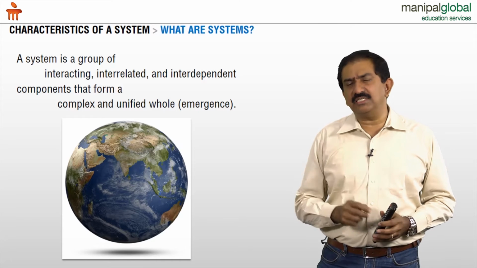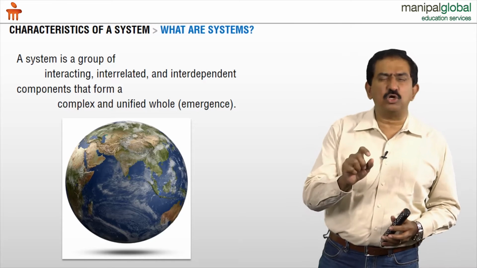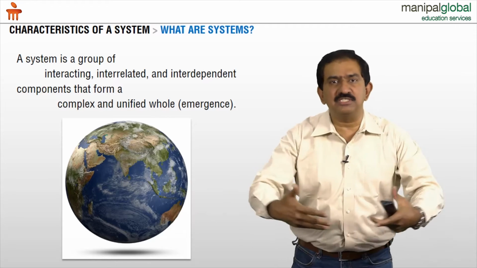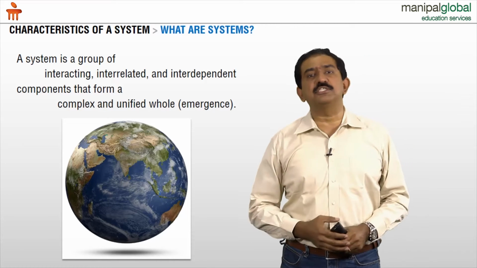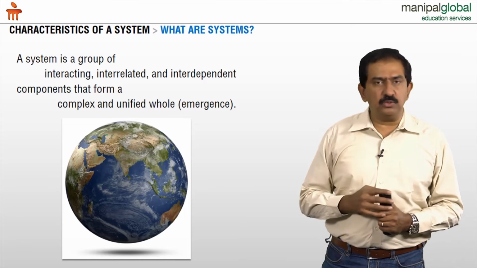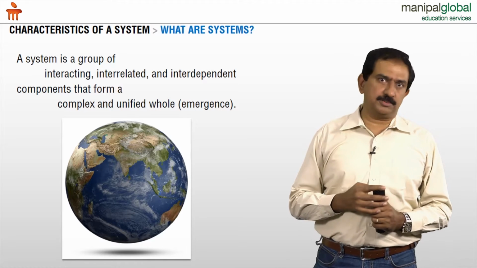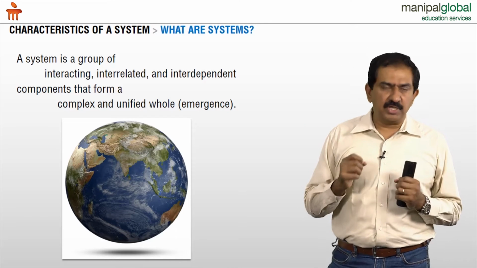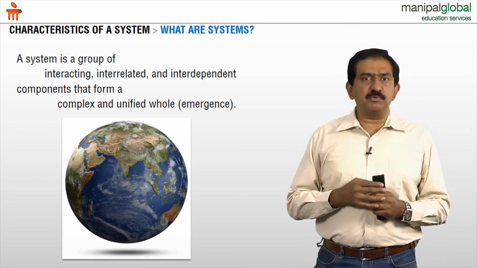There are 2 other interesting words here. It says it's a complex and unified whole. That's pretty obvious. When you put all these subsystems together, the overall system becomes much more complex. But on your screen, you'll also see the word emergence. And the best way to explain this is like this. This has been the classical explanation all along.